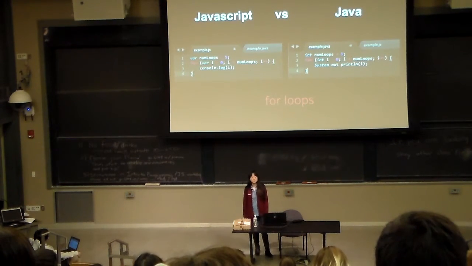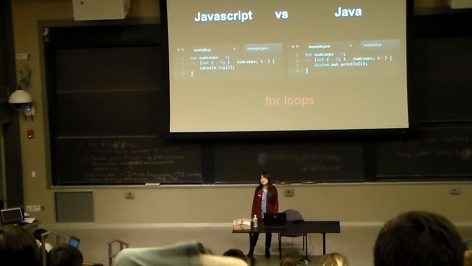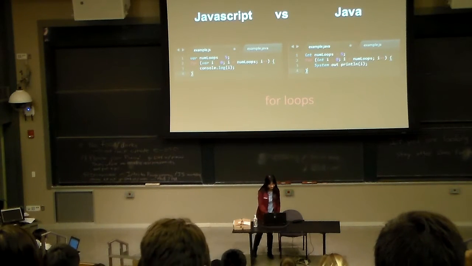So for loops also look pretty similar. This is the syntax where you start with declaring your variable i. There are different types of loops, like for each loops, that also exist in JavaScript, and you can look those up.